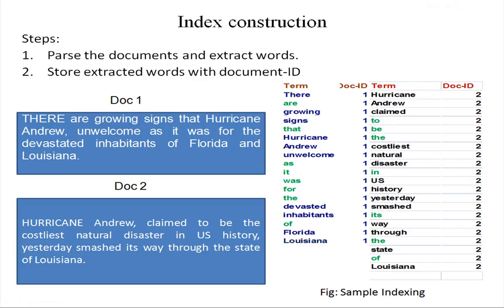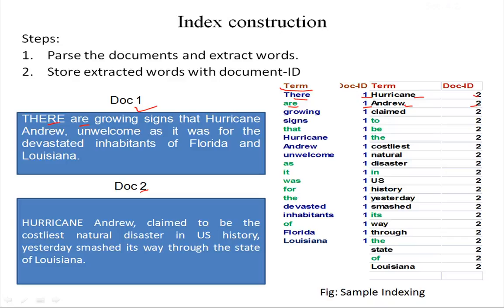For index construction, the starting step may be to parse the document and extract words. For example, this is document 1. So first we will extract all terms like there, are, and assign the document ID with them. Similarly, for document 2, we will repeat the same action and assign the document ID. This is the simplest part.